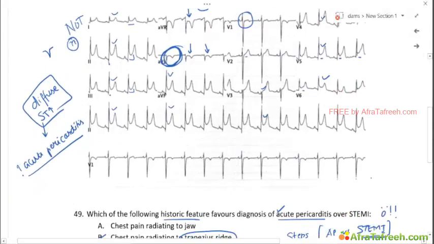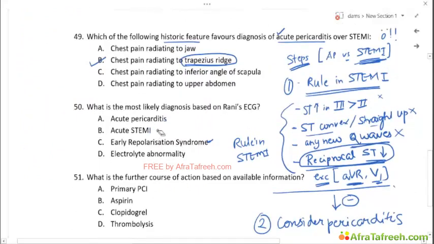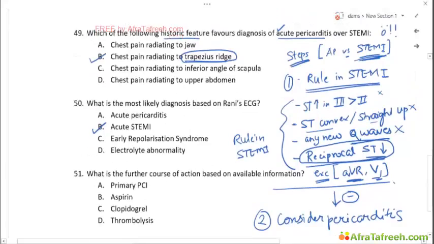And hence, this is not acute pericarditis. Okay? This is not an acute pericarditis. This makes it acute STEMI.